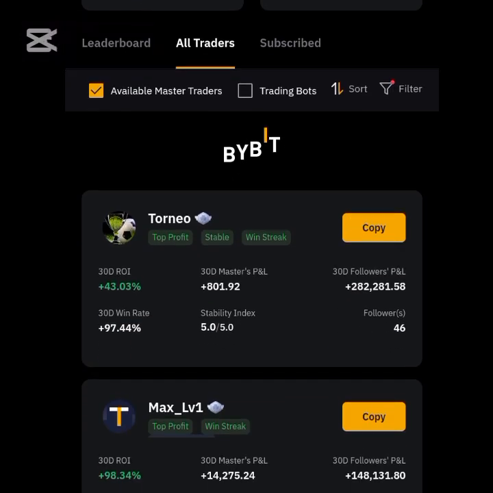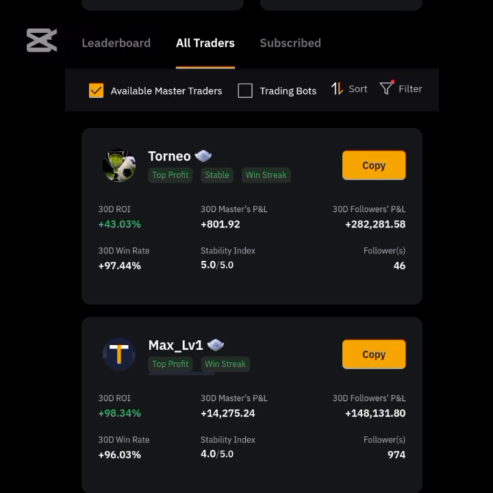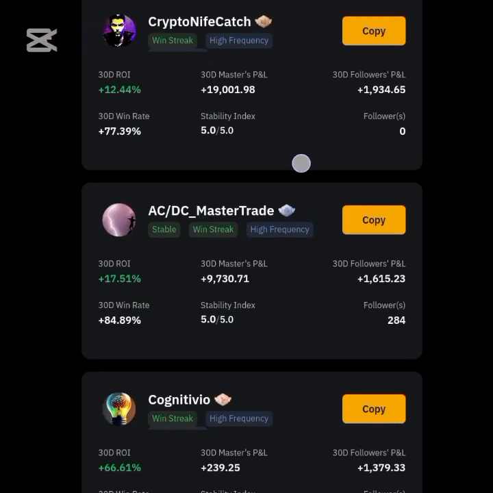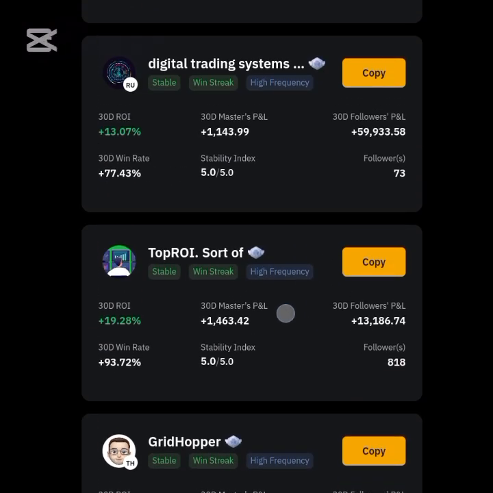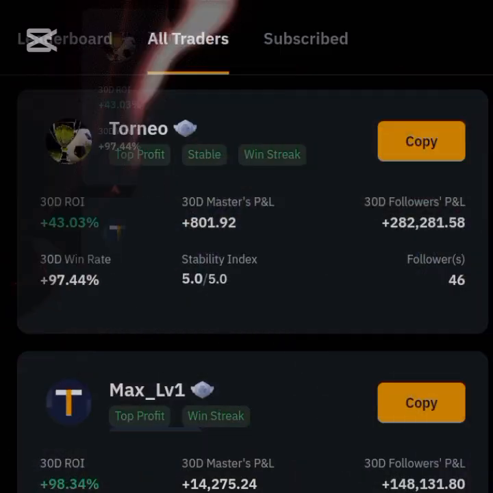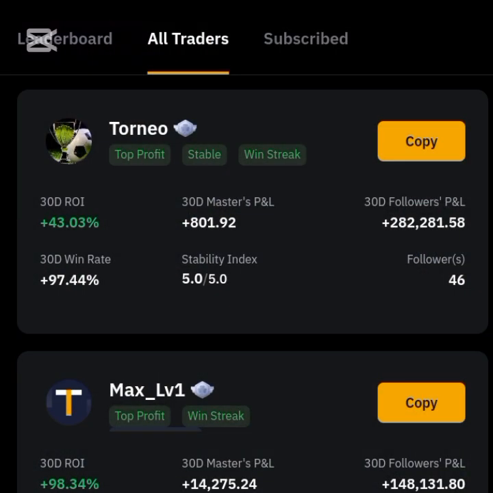Now, based on what we have chosen, we have filtered out a lot of people, and these are the options we are left with. Remember, we made the option broad so we can have more people. Now we have to make a choice, you understand. You can see the first one has top profit, stable, and win streak attributes. In the last 30 days he has 43% with a win rate of 97%, stability 5.0, 46 followers. So he's a newbie kind of, you understand.